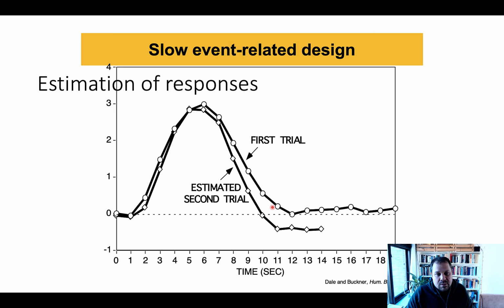This basically gives an initial indication that the BOLD response is a linear system, so that the presentation of two stimuli leads to a hemodynamic response that's simply the addition of the response to the first and the response to the second stimulus.